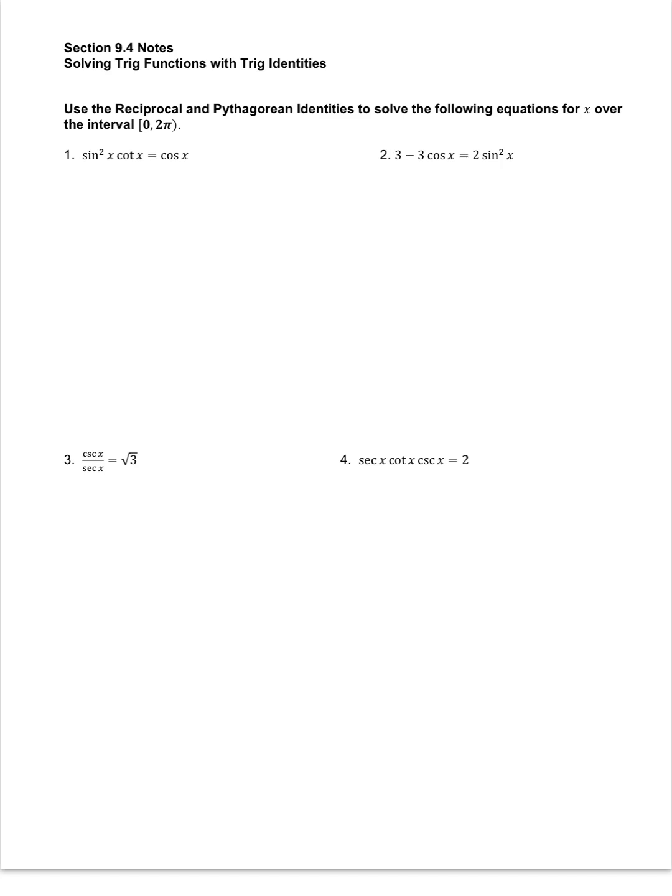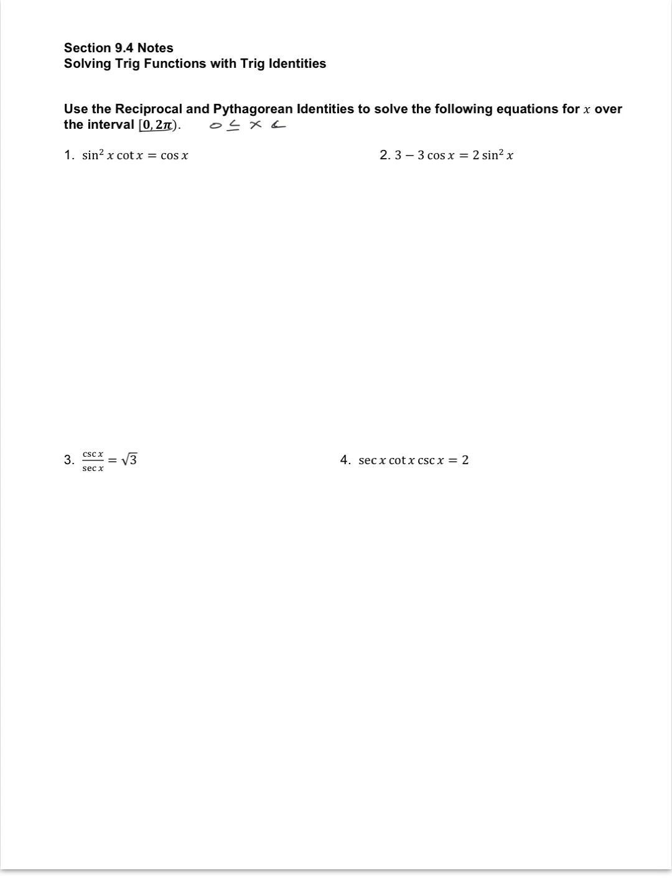Solving trig functions with trig identities. We will be using the reciprocal and Pythagorean identities to solve for our functions. Just know that, again, we're over the interval of 0 to 2 pi if we want to write it in inequality. And I want you to get used to this because we're going to use it when we talk about double angles and half angles.